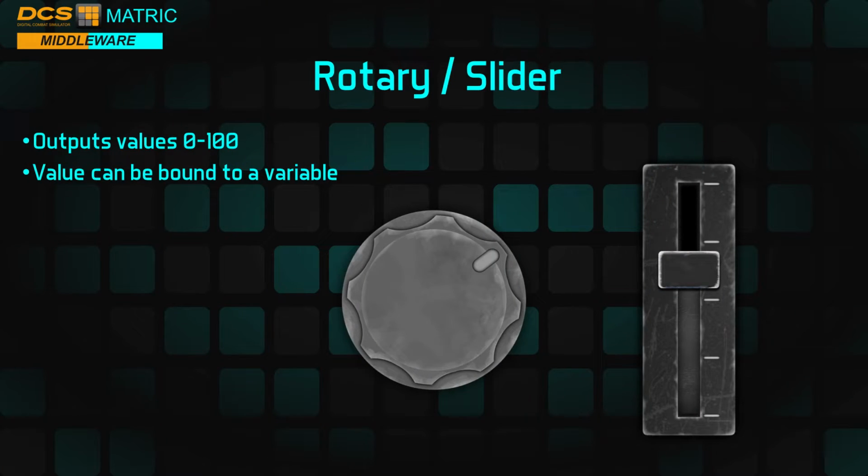We typically use rotaries and sliders when we want to emulate their cockpit counterparts. We will feed DCS World with dynamic values set by rotating or sliding on the MATRIC screen. Rotaries and sliders in MATRIC have the same function. They output their position as a number between 1 and 100. The only difference is the screen gesture we perform to change the value.